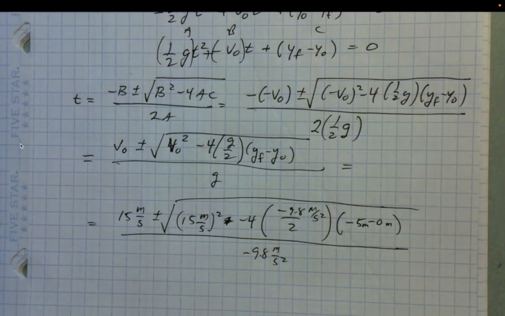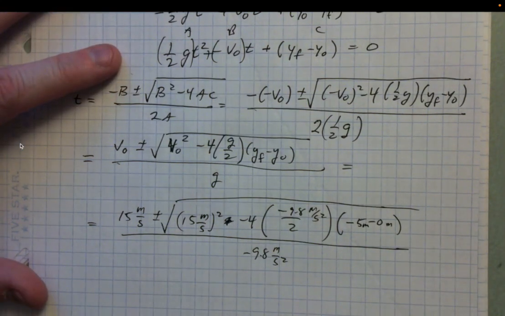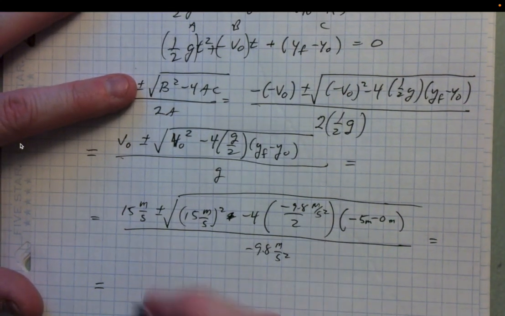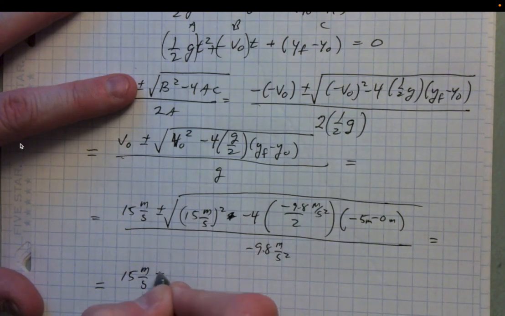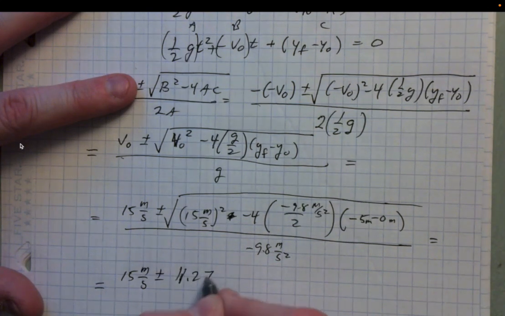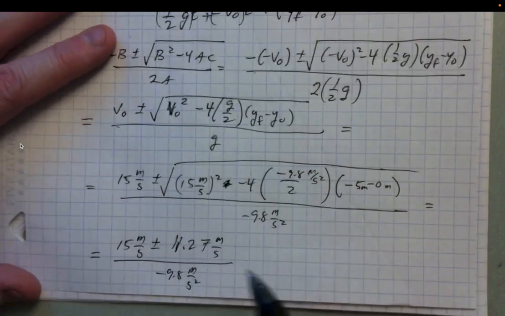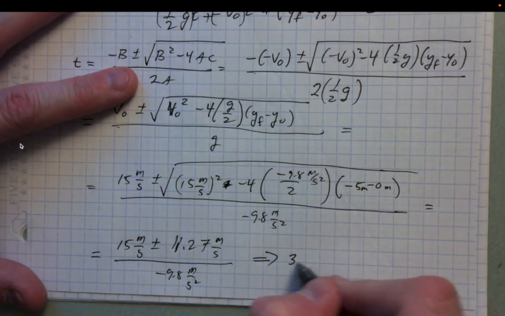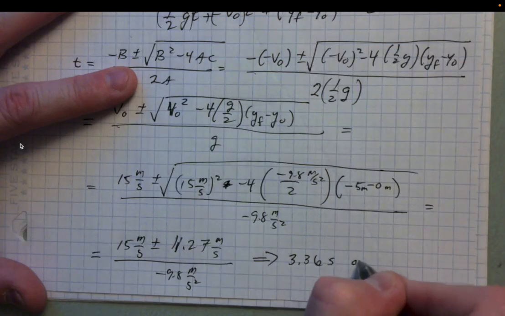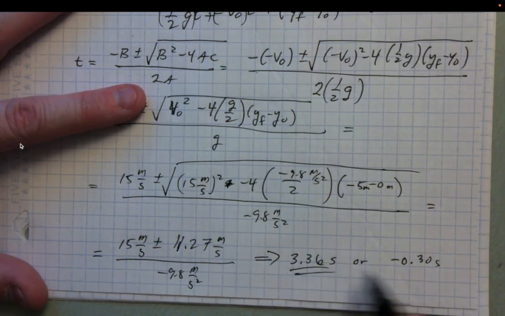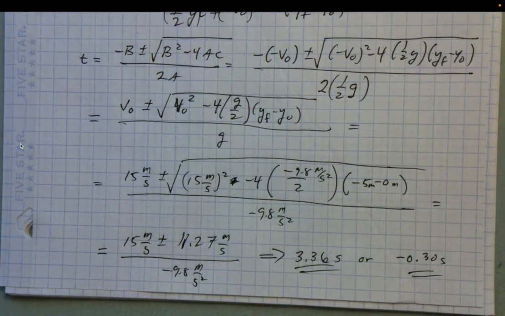Okay, and then we can simplify all of this down, and long story short, we get 2 answers. We get 15 meters per second plus or minus 11.27 meters per second, all divided by negative 9.8 meters per second squared. And so the long and short of it is that I get 2 answers: 3.36 seconds, or in the other case a negative time, so negative 0.30 seconds. So which one of these is the correct answer?